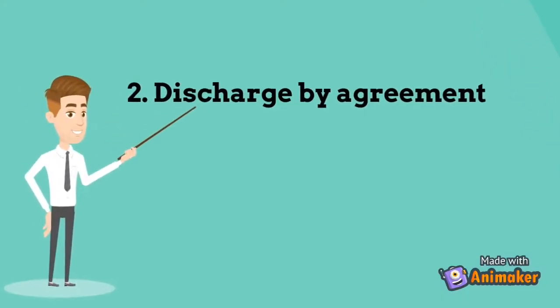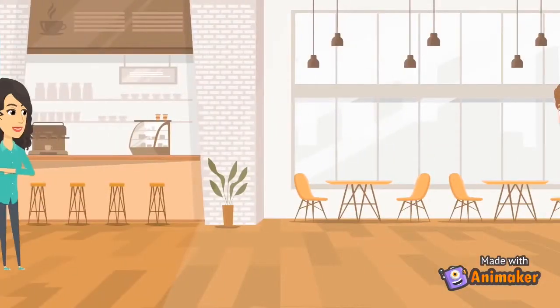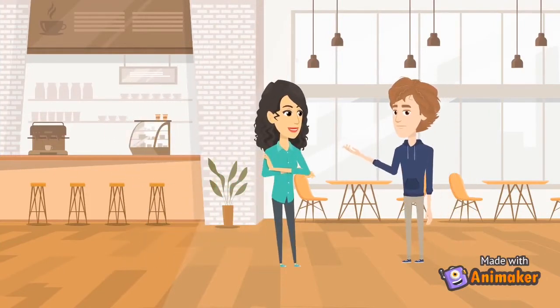Secondly, discharge by agreement. A contract may be discharged by agreement when parties to the contract agree under free consent to discharge obligations from the former contract. For example, we can see Mark is meeting with Emma to discuss their former agreement.